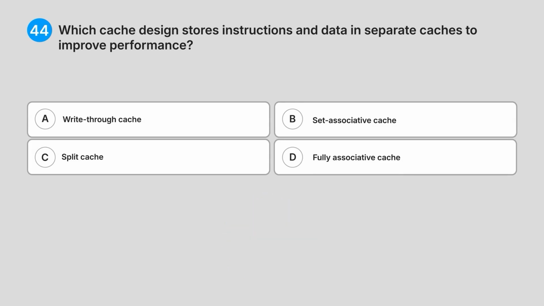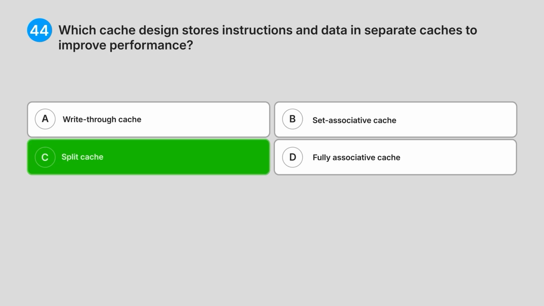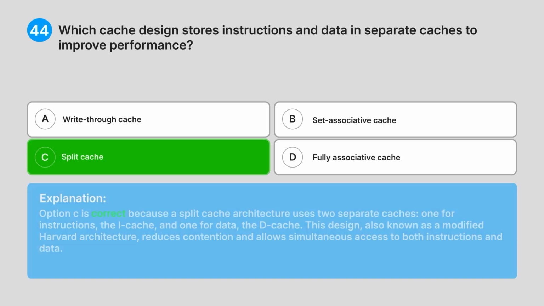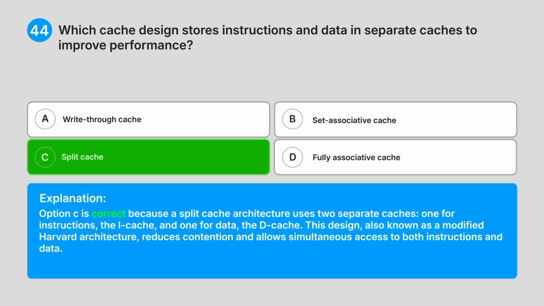Correct answer C. Split cache. Explanation. Option C is correct because a split cache architecture uses two separate caches, one for instructions, the I cache, and one for data, the D cache. This design, also known as a modified Harvard architecture, reduces contention and allows simultaneous access to both instructions and data.